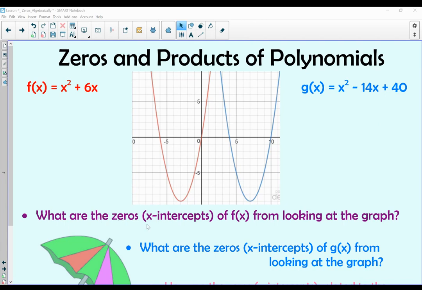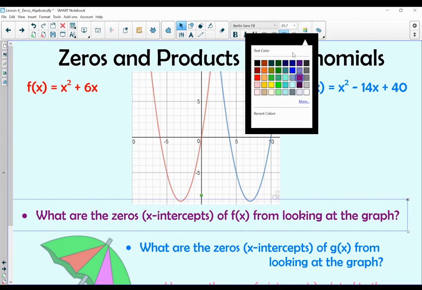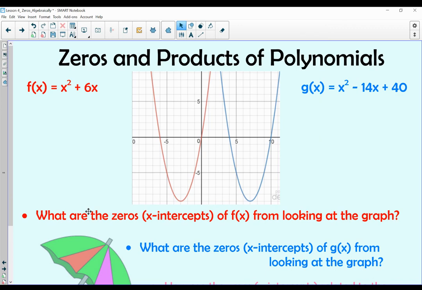Our first question says, what are the zeros or x-intercepts of f of x, so the red one, from looking at the graph? I should actually make this red so that they match. Well, the x-intercept is where it crosses the x-axis. And I see it crosses the x-axis here at -6 and 0. So I have (-6, 0) and (0, 0).